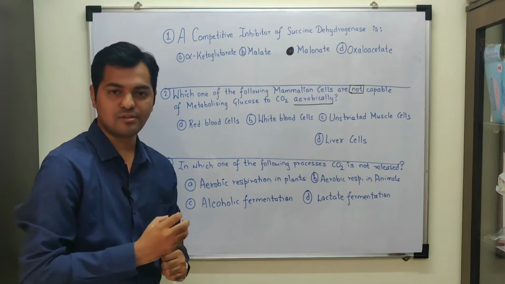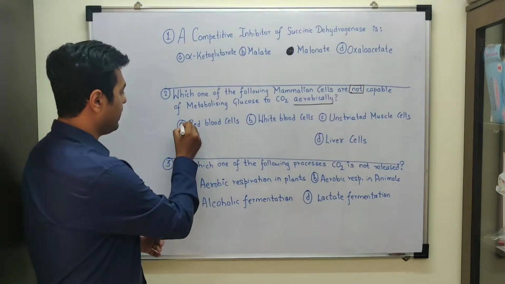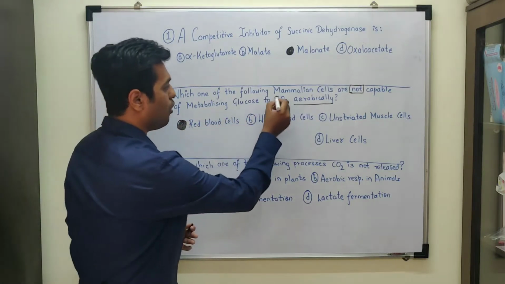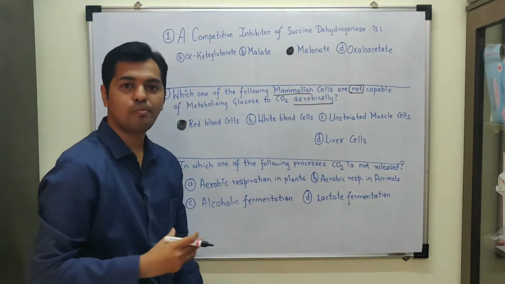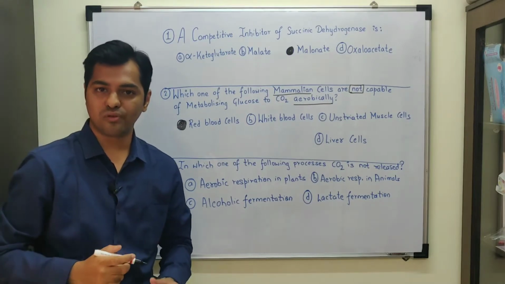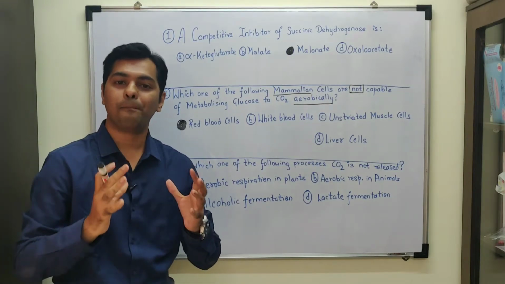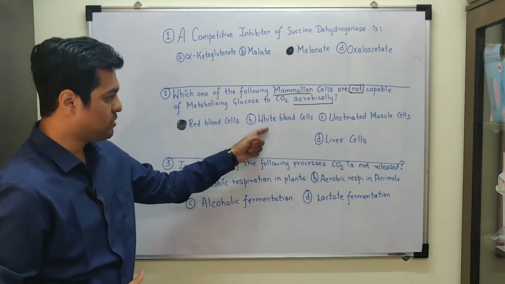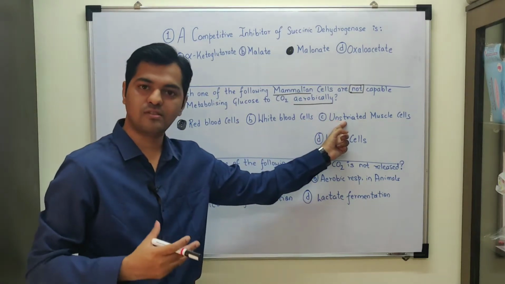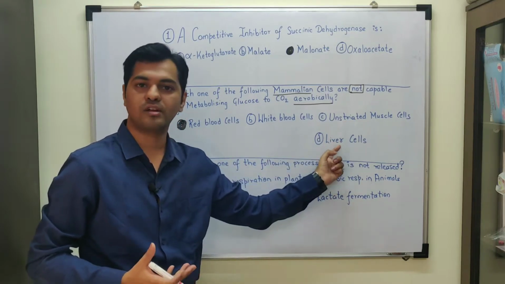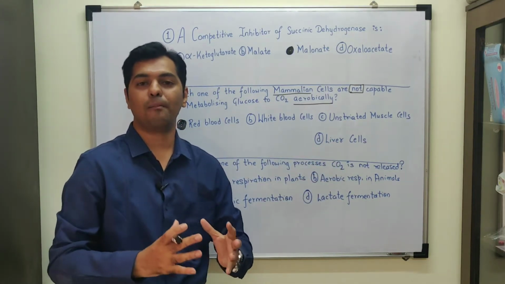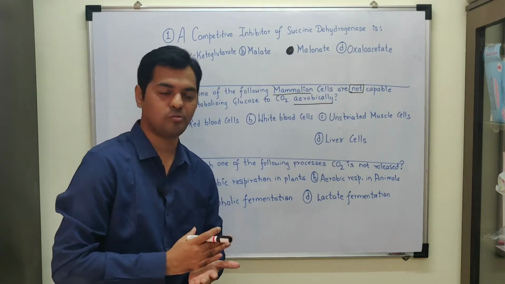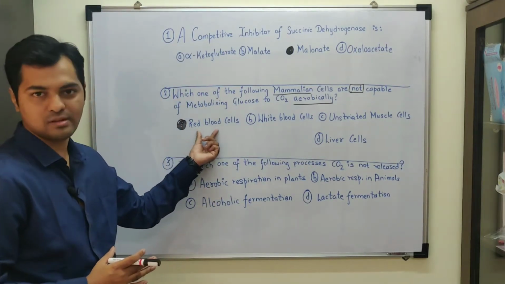And the correct answer for this MCQ is the red blood cells. RBCs or the erythrocytes of the mammals, they respire anaerobically. The reason for that is they do not have the powerhouse of the cell, that is mitochondria, whereas the WBCs, the smooth muscles, that is the unstriated muscle cells, and the hepatocytes, liver cells, they all contain mitochondria. So one of the mammalian cells which is performing anaerobic respiration is the red blood cells.